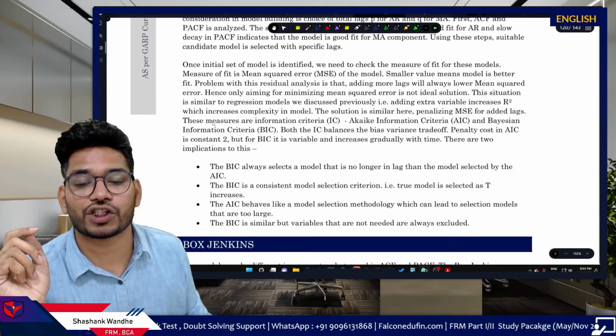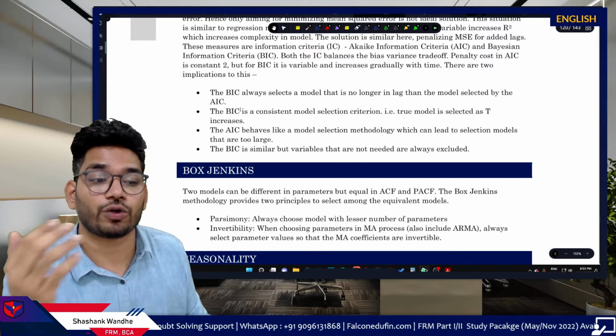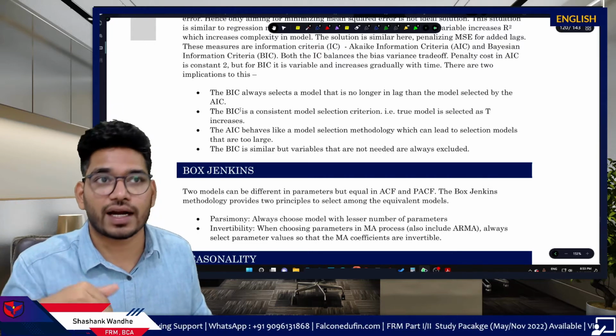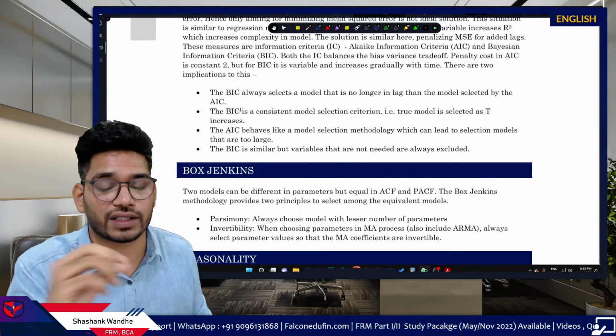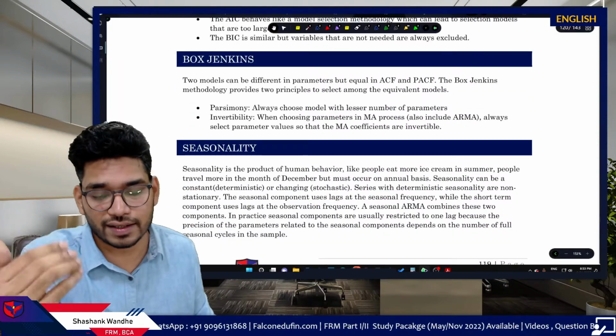Then model building and selection criteria, very important. BIC, AIC: when to use BIC, when to use AIC, what are the advantages and disadvantages of the BIC and AIC, and how they affect the calculations and final results for the final decision-making process.